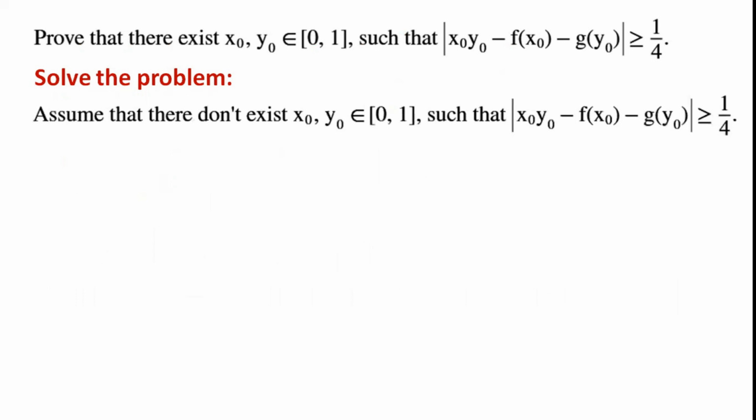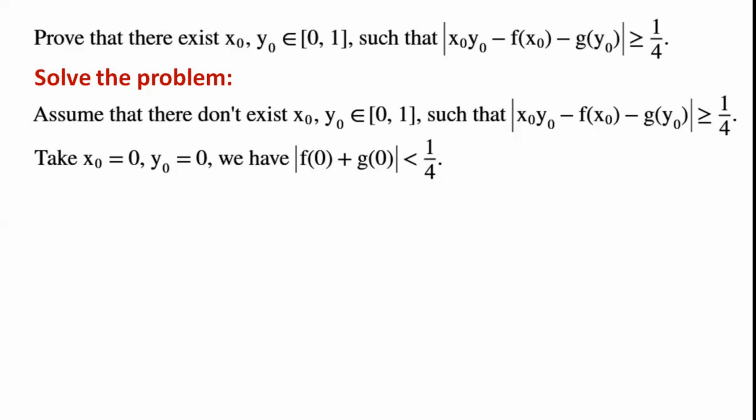Assume that there don't exist x0, y0 in the closed interval [0, 1] such that the modulus of x0 y0 minus f of x0 minus g of y0 is greater than or equal to a quarter.